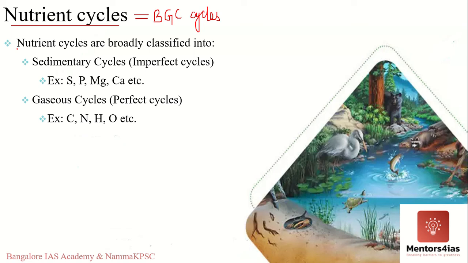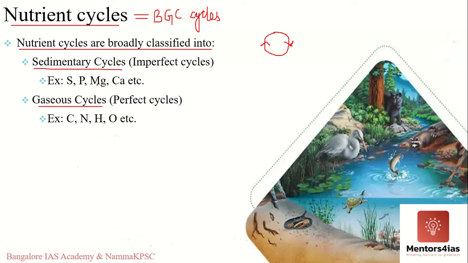The other point that I want you to remember is that these nutrient cycles are always closed loops or closed circuits. This is one important point. Please remember, I will repeat, the nutrient cycles are generally closed loops or closed circuits. So moving ahead, the nutrient cycles are of two types. One is the sedimentary cycle, the other is the gaseous cycle.